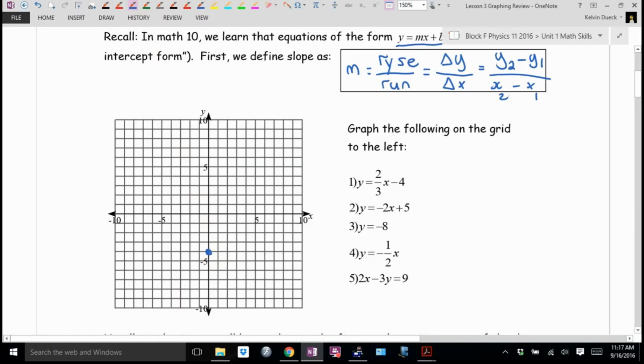On the y-axis, so not anywhere. The y-intercept is called the y-intercept because it intercepts the y-axis. What's the slope of this particular line?